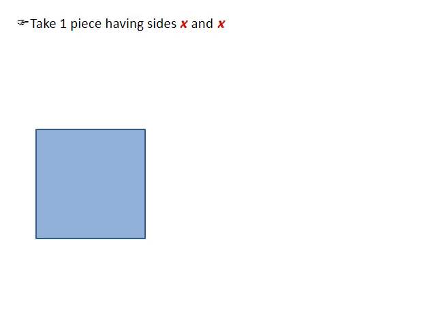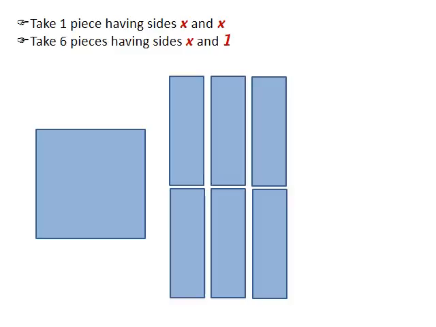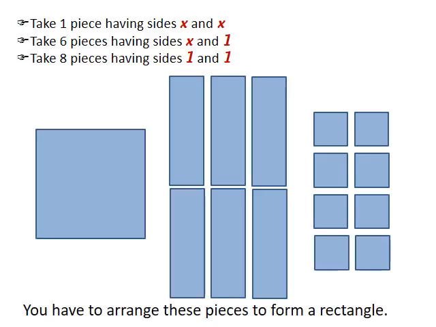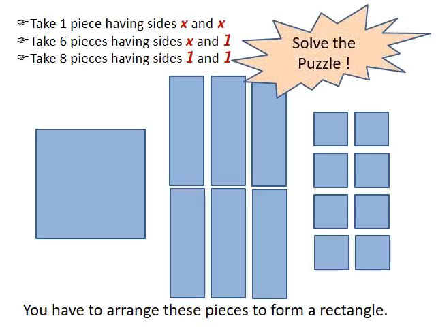So from the pieces that you have created, take one piece having sides x and x, take 6 pieces having sides x and 1, and take 8 pieces having sides 1 and 1. And the puzzle for you is that you have to create a rectangle, a big rectangle using these pieces.